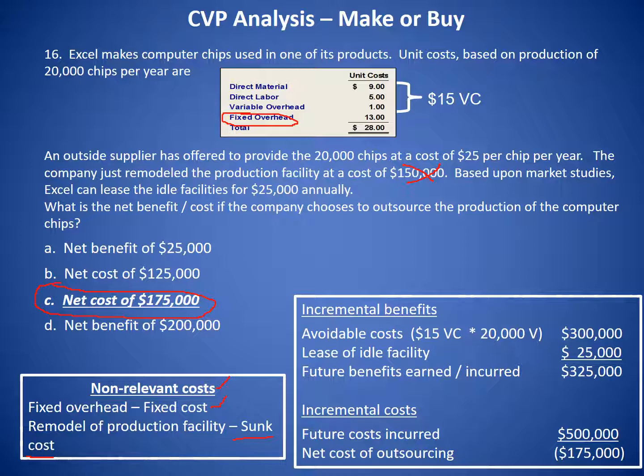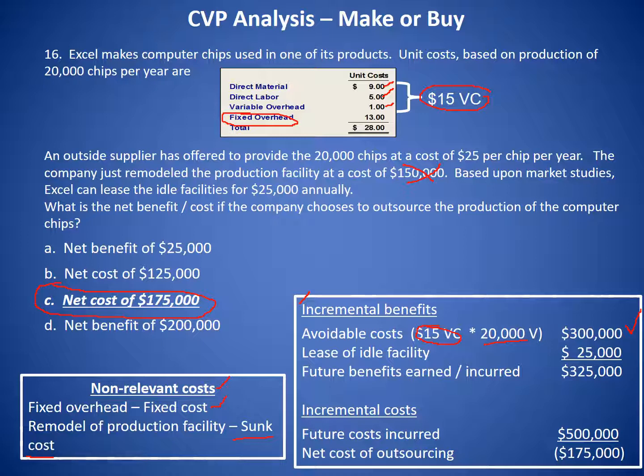Okay, now incremental benefits, and also the incremental costs. So let's start off with the incremental benefits. The first thing we're going to do is avoid our production cost, which include the $9 direct materials, the variable cost of $5, and the $1 variable cost of overhead, which total to $15 in variable costs. So $15 variable cost of production times our volume of 20,000 means we can avoid $300,000 of production costs.